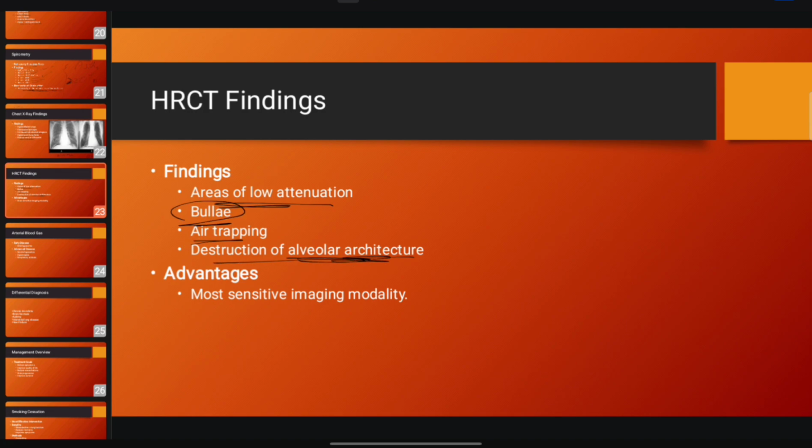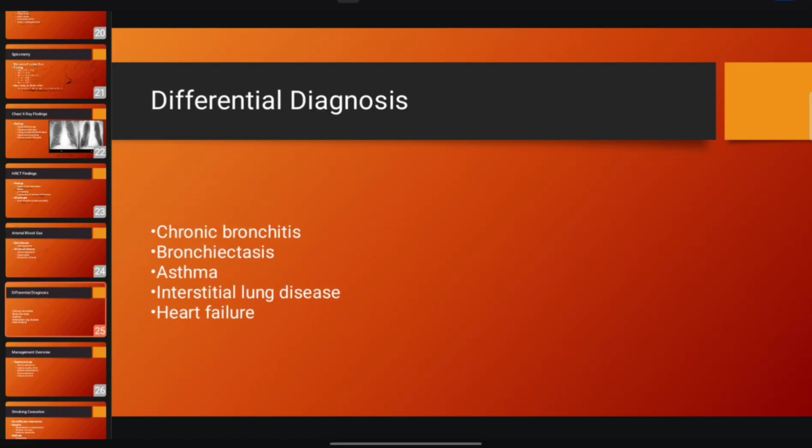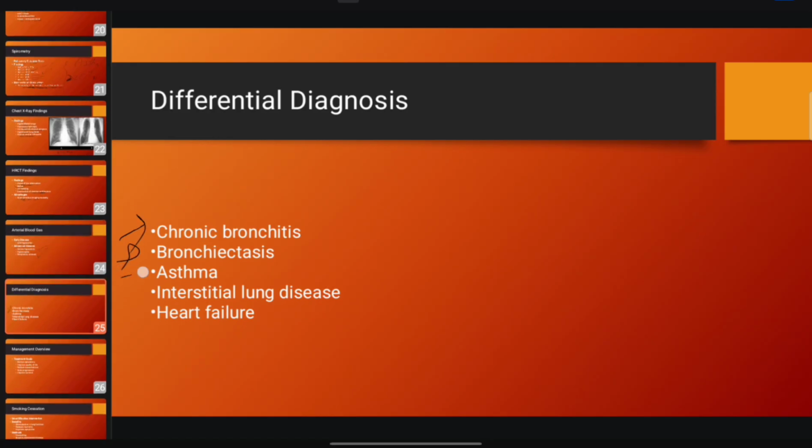And the advantage is that it is the most sensitive imaging modality. Initial is always X-ray. Then we go for ABGs in a patient who is having hypoxemia. In early disease there is mild hypoxemia, and in advanced disease there is severe hypoxemia, hypercapnia, and respiratory acidosis. Differentials include chronic bronchitis, then bronchiectasis, then asthma, then interstitial lung disease, and then heart failure.